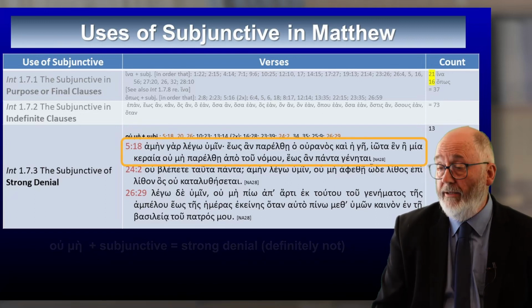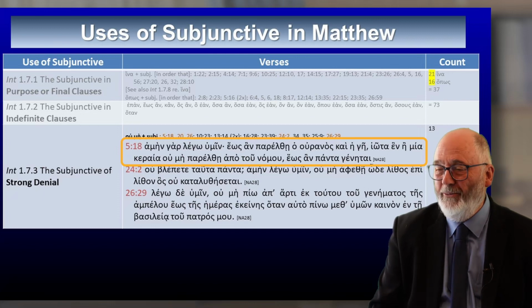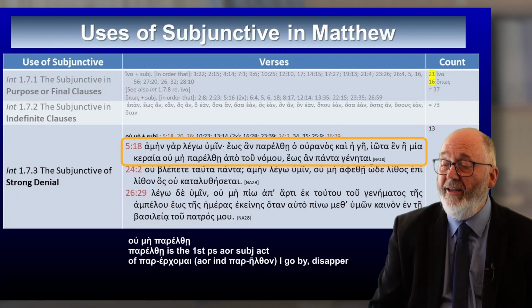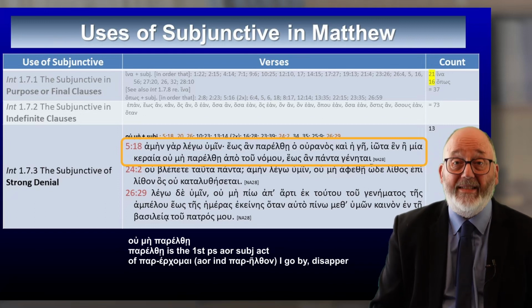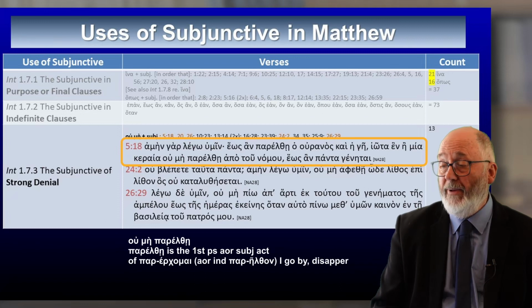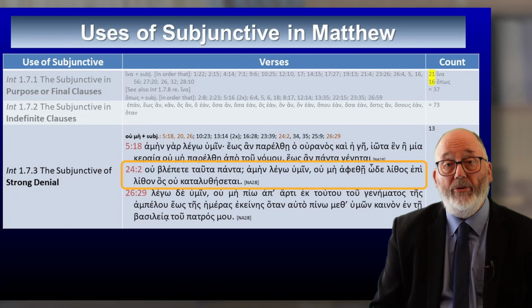Matthew 5:18. For truly I tell you, not one iota or one keraia will pass away from the law. Okay, ou me parelthe. So, an iota or a keraia will definitely not pass away from the law. Ou me plus parelthe.